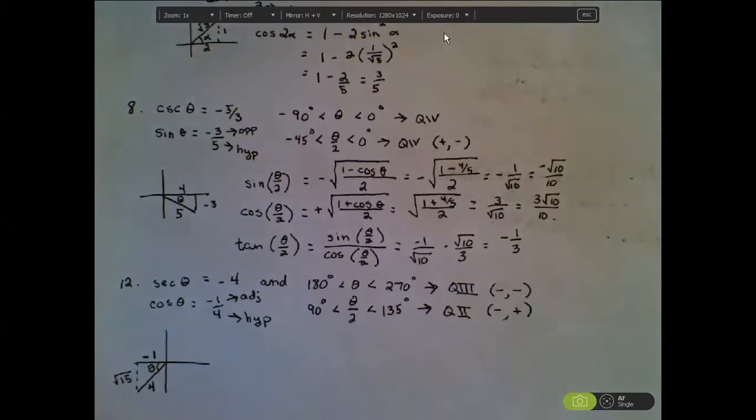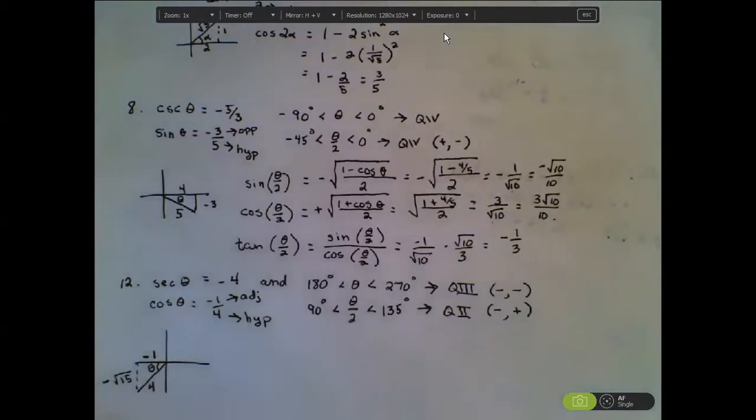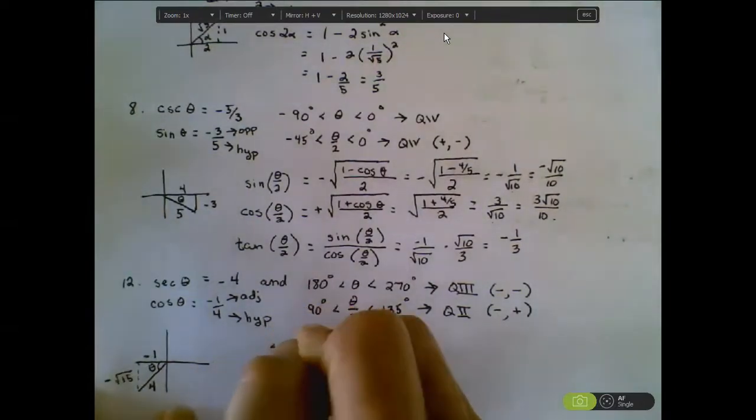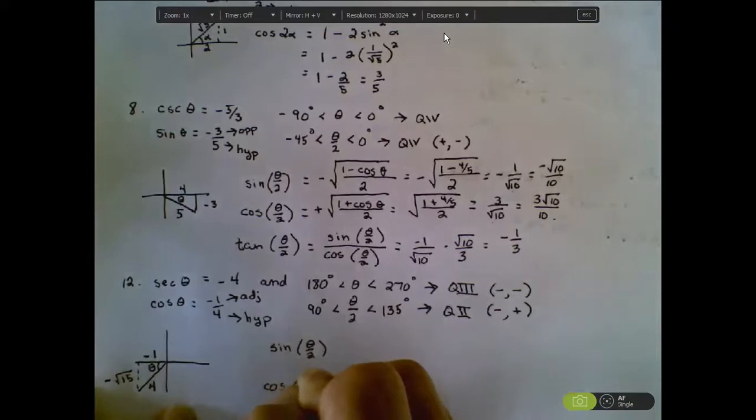Now, if I stop right there, what's wrong with my picture? Since theta is in the third quadrant, I know that both the adjacent side and the opposite side, the x and the y, are both supposed to be negative. So if you're not paying attention, you'll miss that. All right, now we're asked to find all the same things. We'll just find sine of theta over 2 and cosine of theta over 2, because I know if you had those, you could find tangent theta over 2.